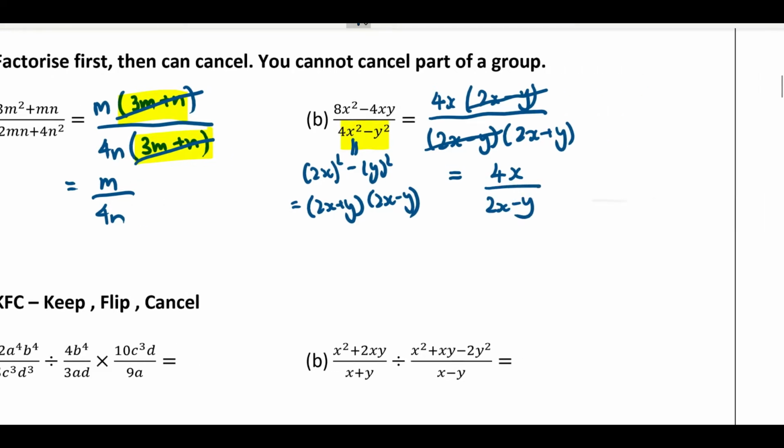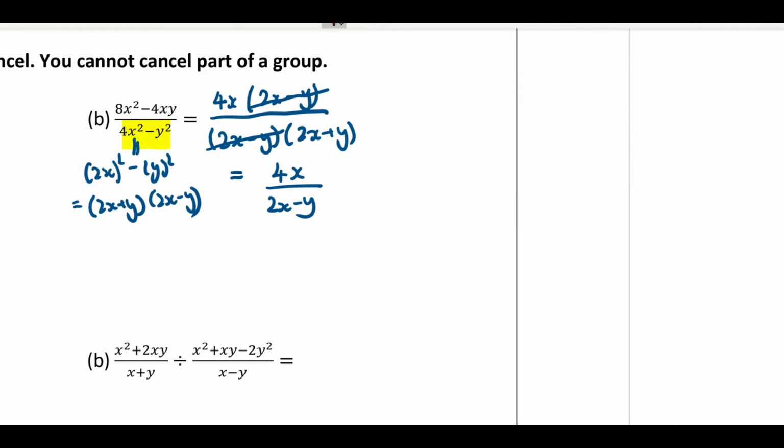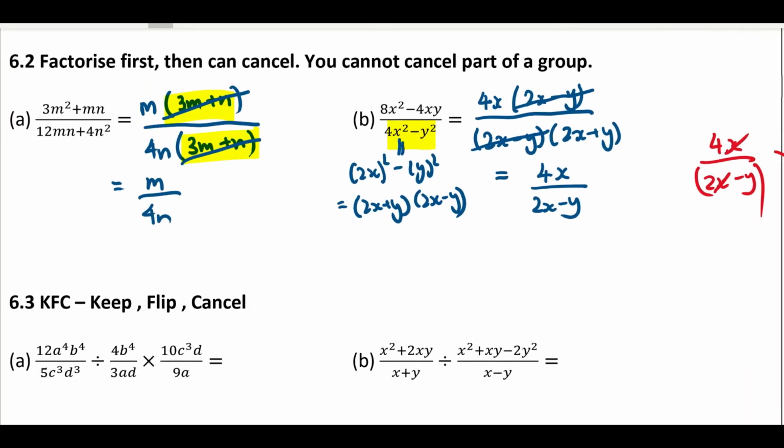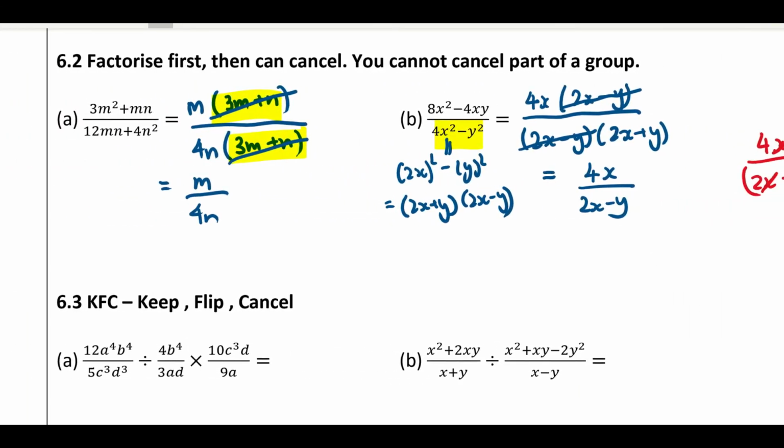Okay? So question. 4x over 2x minus y. This x and this x can cancel or not? Cannot. Okay? Because 2x minus y is one whole group. You cannot cancel part of the group. I repeat again. You cannot cancel part of the group unless the x is on the outside of the group. Okay, so always remember, factorize first. If factorize, you can cancel, then you cancel. If cannot cancel, don't anyhow cancel.